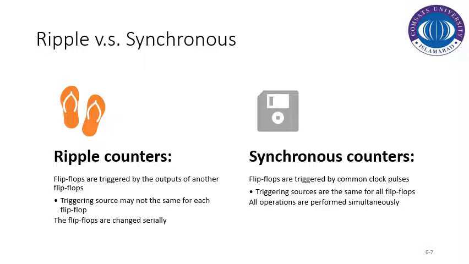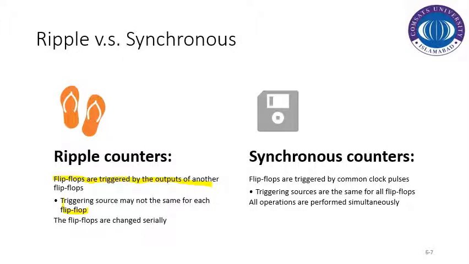So till now we have studied the ripple counters. We started our example with the binary ripple counter, and we moved to the BCD ripple counter, and then we discussed the decade counter, the 3-decade BCD counter. Basically, in ripple counters we have observed that the flip flops are triggered by the outputs of another flip flop, and the trigger source may not be the same for each flip flop. This is the major difference between a ripple counter and a synchronous counter.